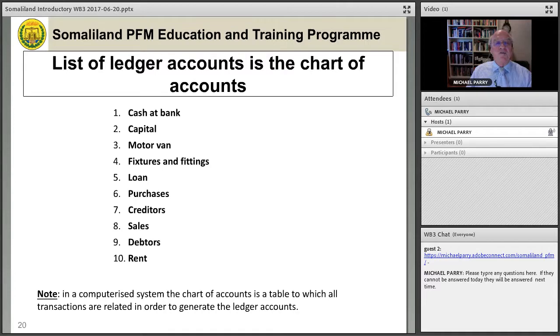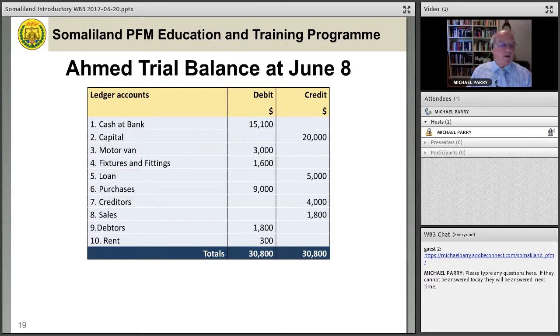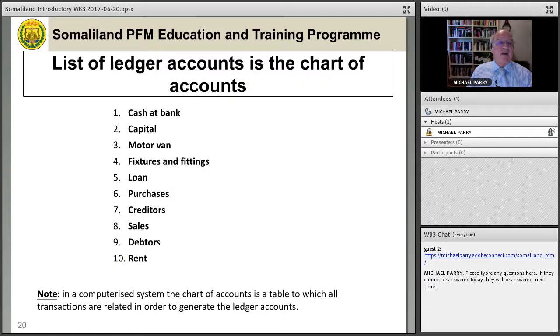What it does give you is the chart of accounts. If I go back, that list down the right-hand side is reproduced here and is our chart of accounts. It's simply a list of the different ledger accounts. And in a simple system like we've got, there are just 10 ledger accounts. In a computerized system, the chart of accounts would actually be a table to which all transactions are related in order to generate the ledger accounts. So it becomes particularly important when we look at a computerized system to develop a chart of accounts. But in a manual system, the ledger accounts are in fact the chart of accounts.